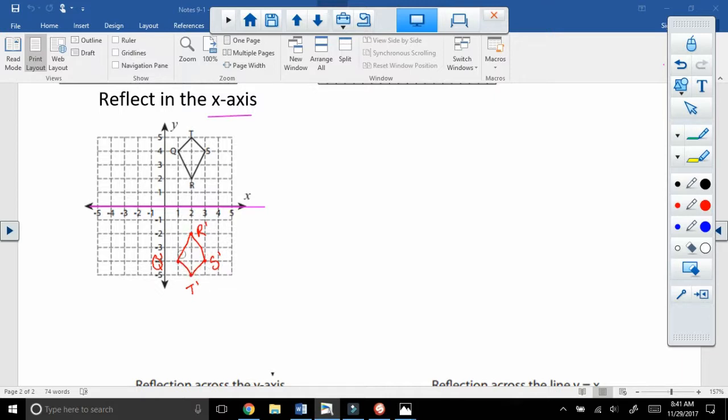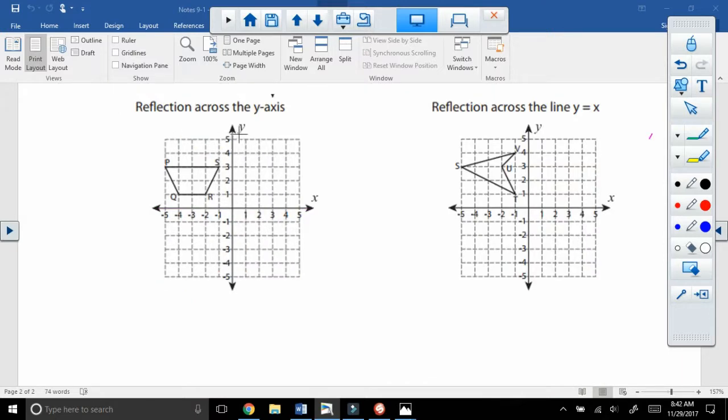And there is that kite just being reflected over. They should look like mirror images of each other when you're done. You guys doing okay with these? Yeah. The reflection across the y-axis, the y-axis being right here.